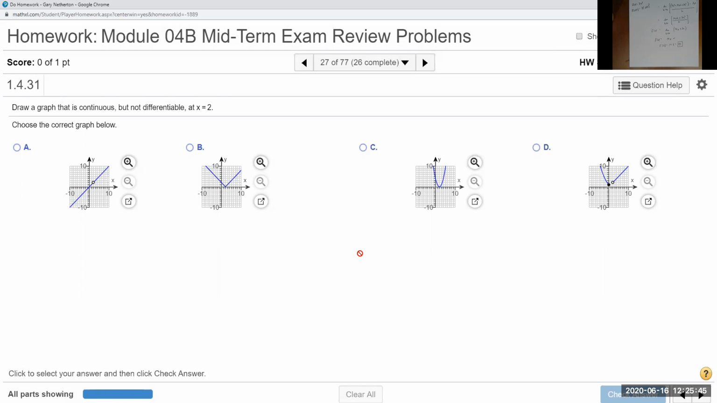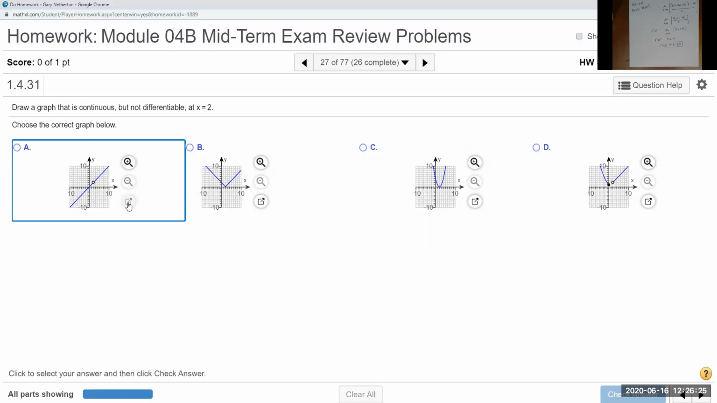Now, draw a graph that is continuous but not differentiable. So remember, when a graph is continuous, that means you can trace out the graph without ever lifting your pen off the page. But not differentiable means we've got a corner or a gap. So I'm going to find a graph that's continuous so I can draw the whole graph without lifting my pen off the page. But at the same time, there's going to be some place in the graph where I cannot take the derivative.